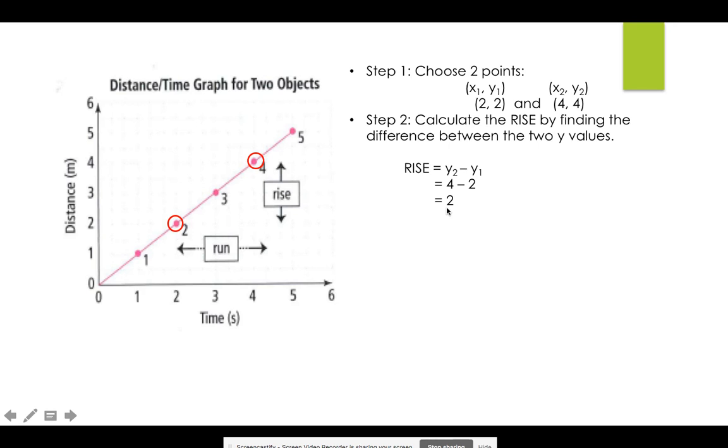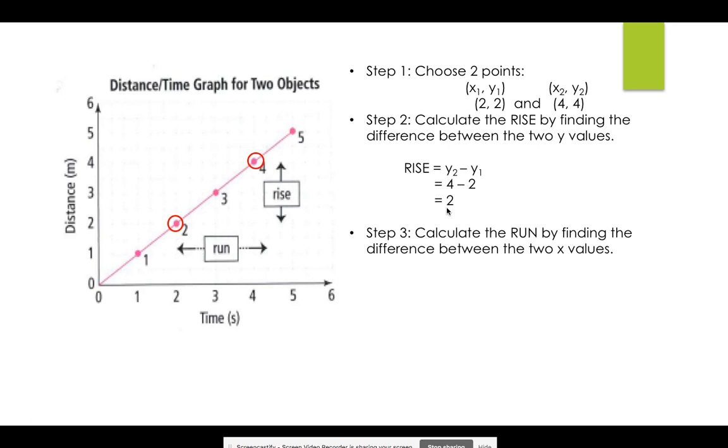My third step is to now calculate the run by finding the difference between the 2 x values. So this is x2 minus x1. You always want to put x2 or y2 in front and x1 or y1 in the back. And once again, this is going to also be 4 minus 2. Once again, it might not always be this way, but it's a good way to practice.